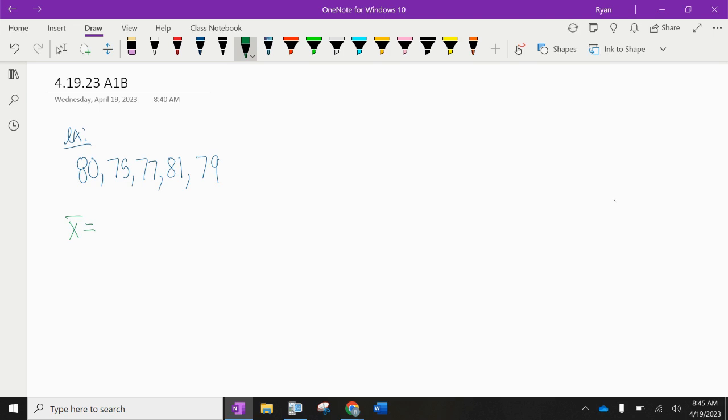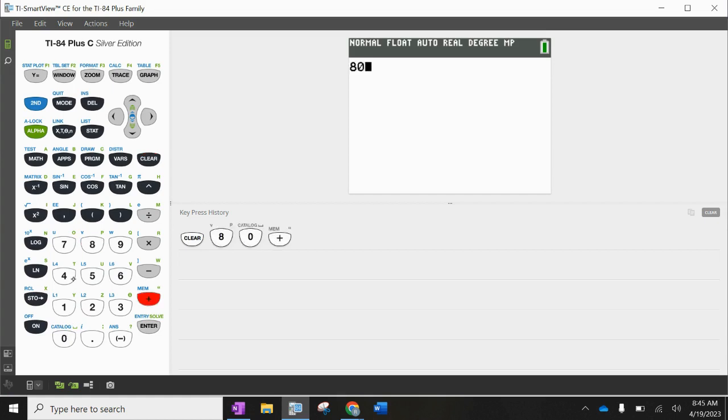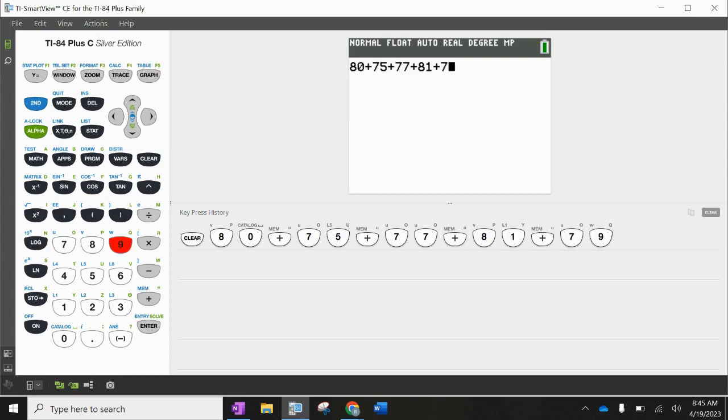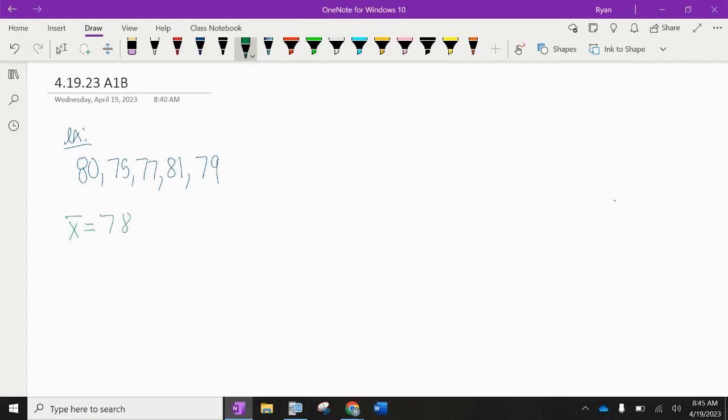And the mean is something we should be pretty good at this point. Add all those numbers together, divide by 5. And I got a mean of 78.4. All right, so that's the first step. We're going to find the mean.